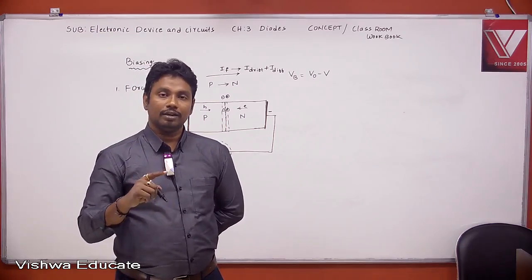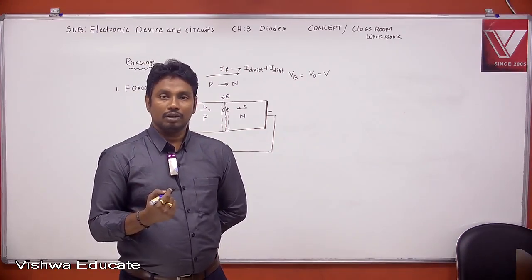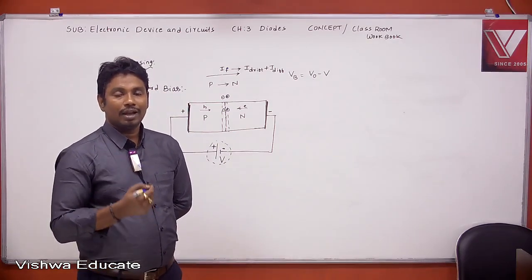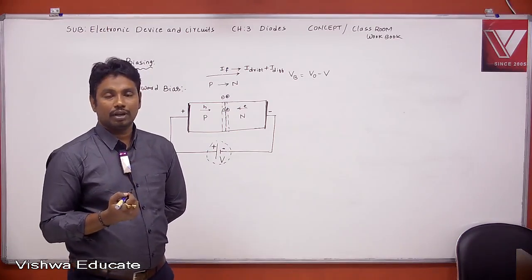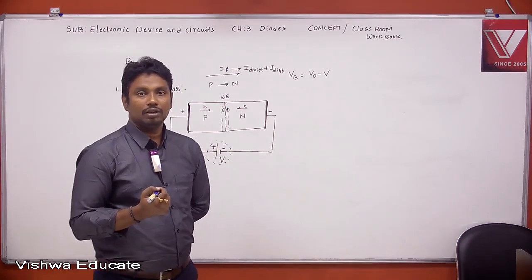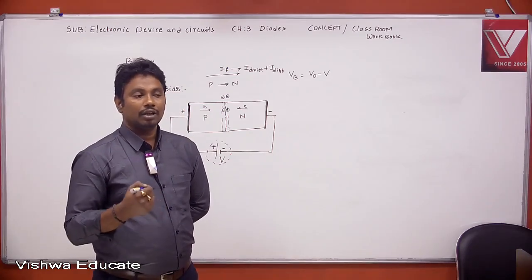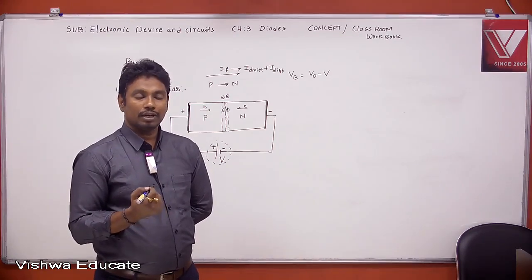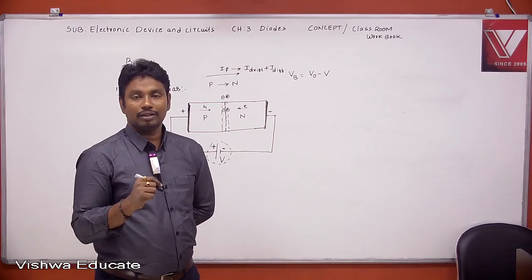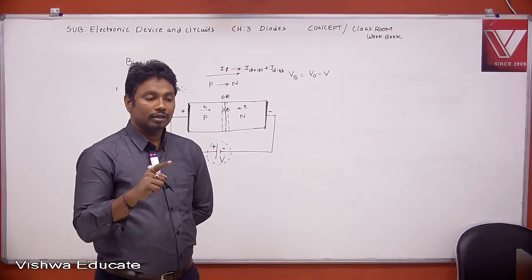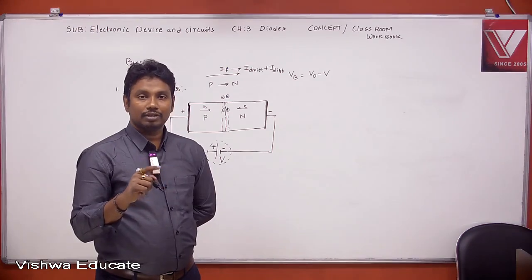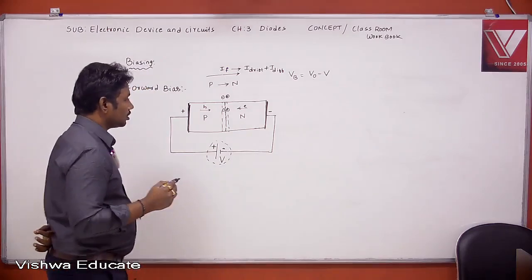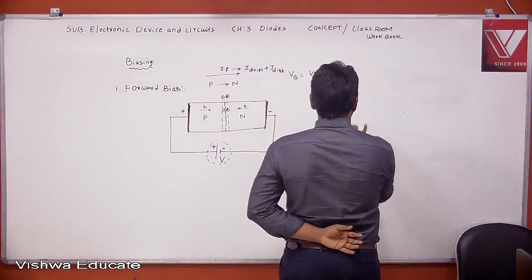Right, underline drift and diffusion. Next point, the drift current flows at the far end of the PN junction. Next, the diffusion current flows at the junction. Yeah, underline: drift current flows at the far end of the PN junction, and diffusion current flows at the junction, right?